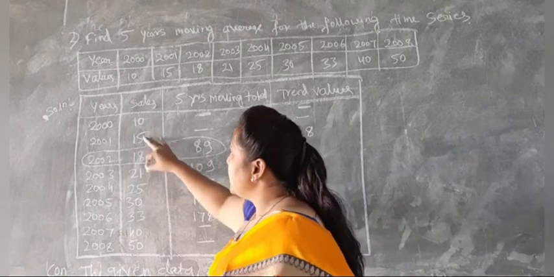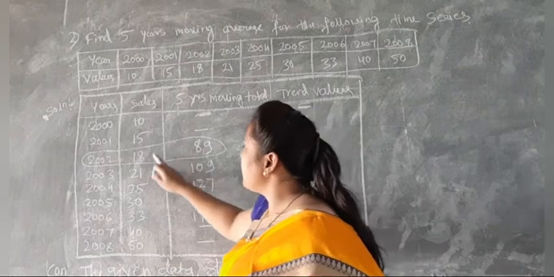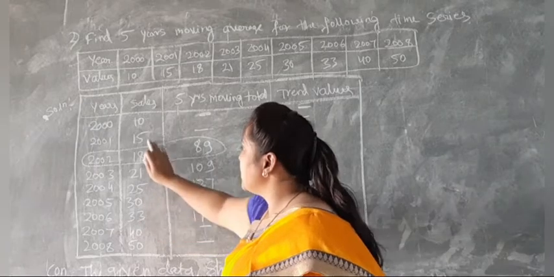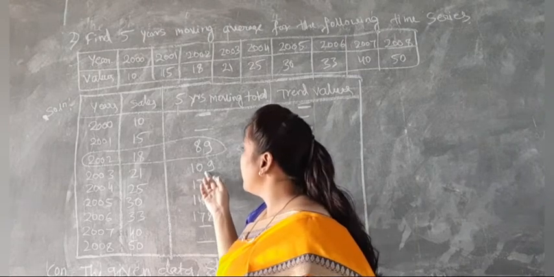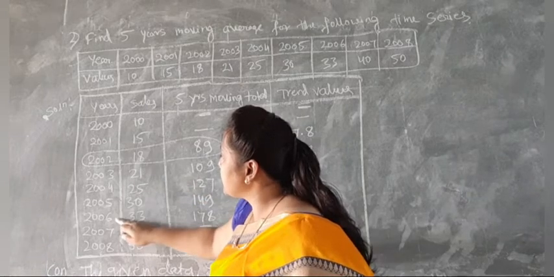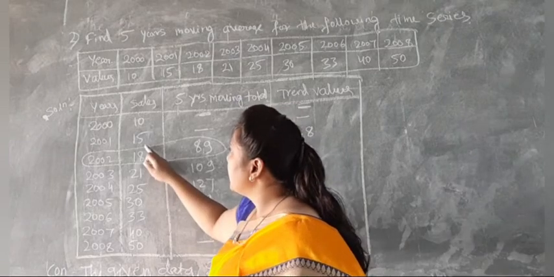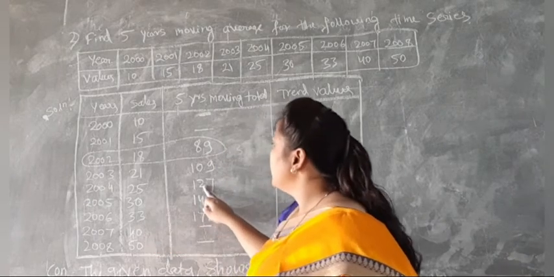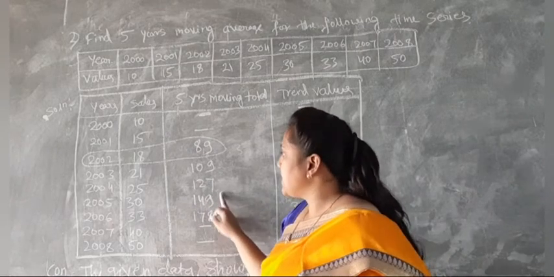108. We first add 5 years and then write the total sum in the middle year. In the next step also, in the same way, 15, 18, 21, 25 and 30. This sum we write in the middle year. 2003 is the middle year, 109. Next, 2002, 3, 4, 5, 6. What is the middle year? 2004 is the middle year. So the sum of 18, 21, 25, 30, 33 we write in 2004. That is 127.